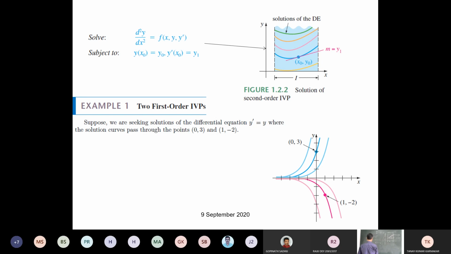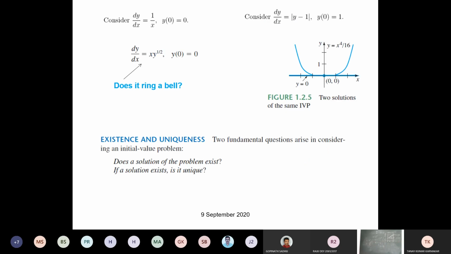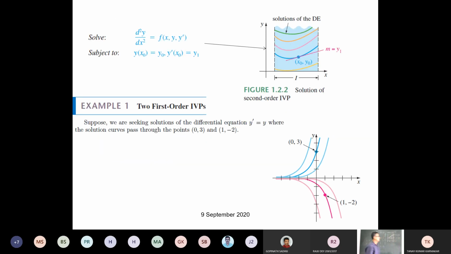So basically what we are seeking is two curves passing through the point (0, 3) in the first case, and (1, -2) in the second case. In your slides now you are going to see how they look. Corresponding to different values of c, you can see curves like c e to the power x, and only two of those curves pass through these two specified points. In my next slide, I'm going to ask you some questions, so be ready for that.